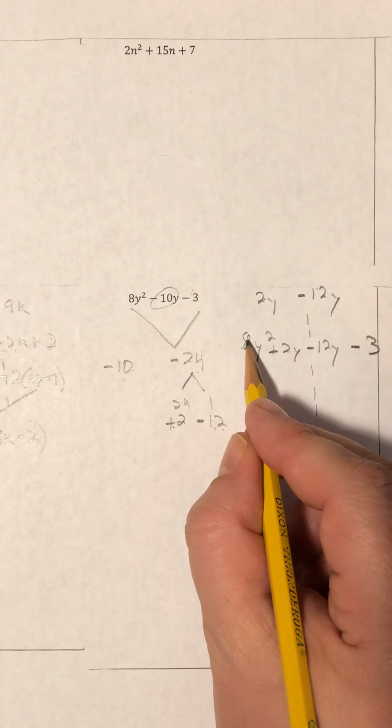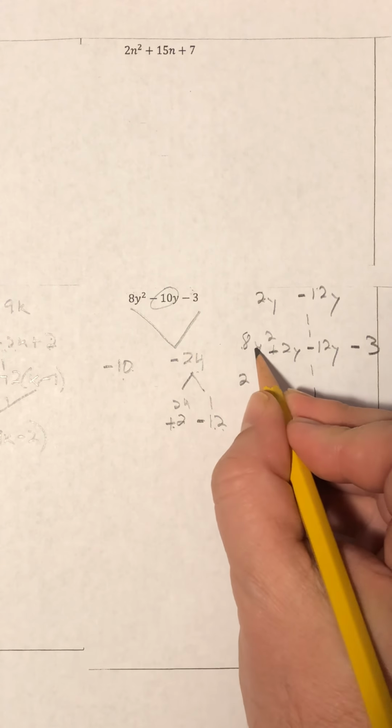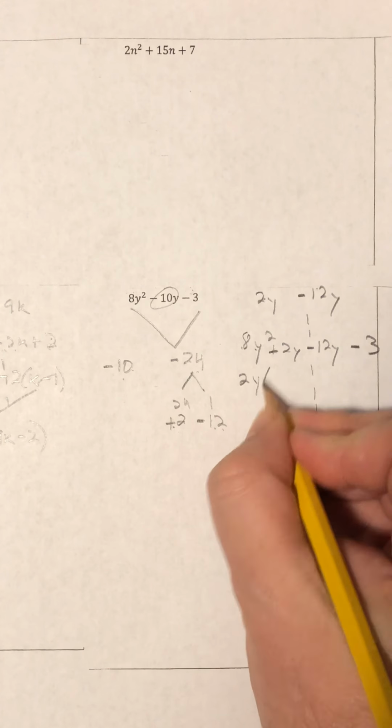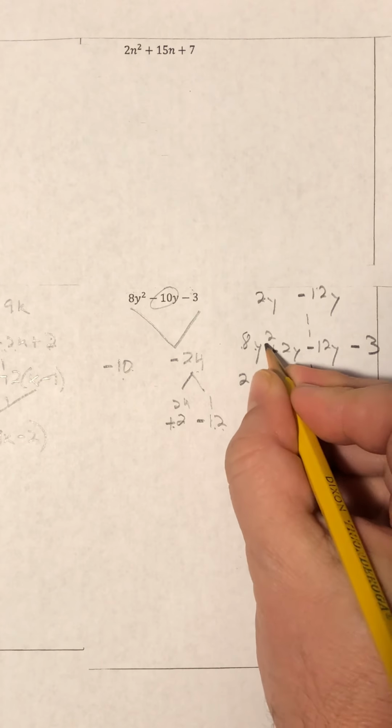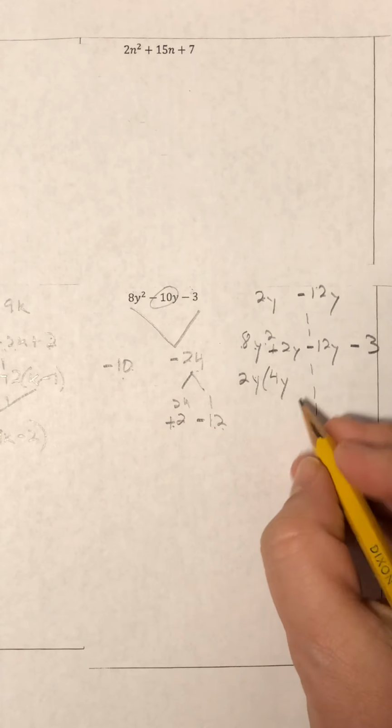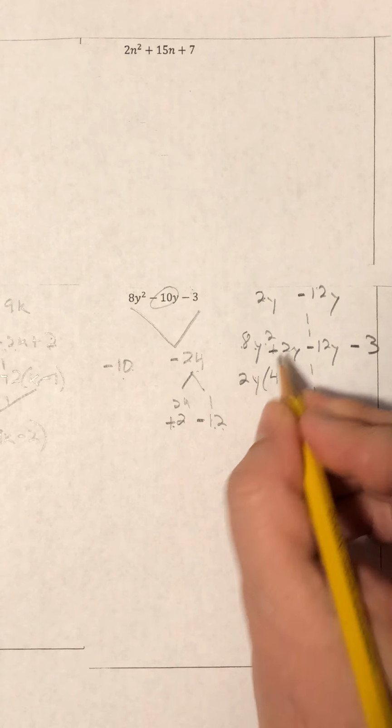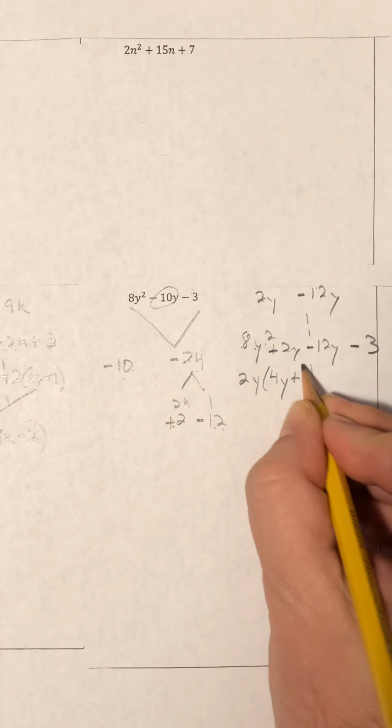The biggest common factor of 8 and 2 is 2. Y squared and y is y. So I'm going to take out a 2y from both sides. 8 divided by 2 is 4. Y squared divided by y is y. And then 2y divided by 2y, of course, is 1.